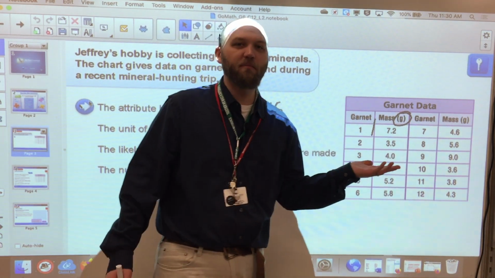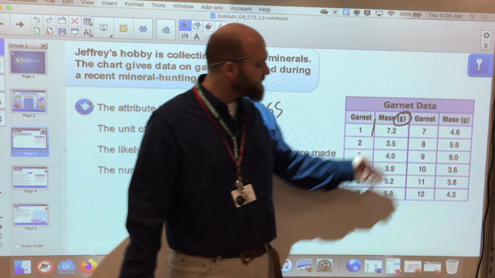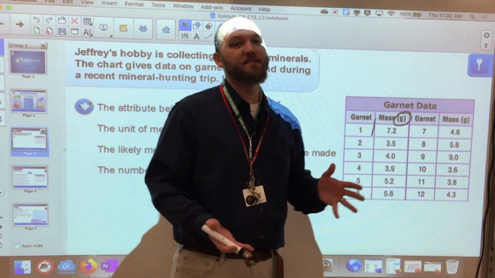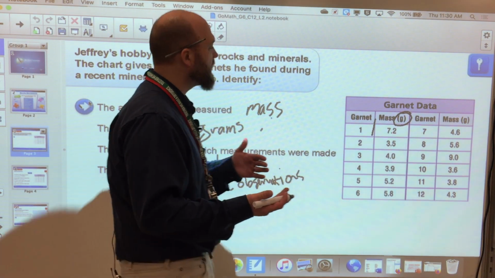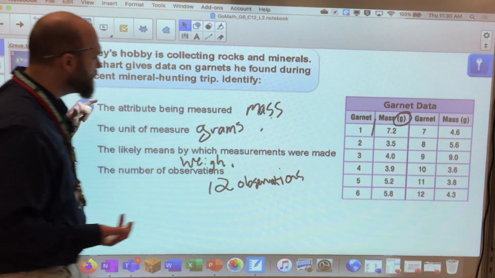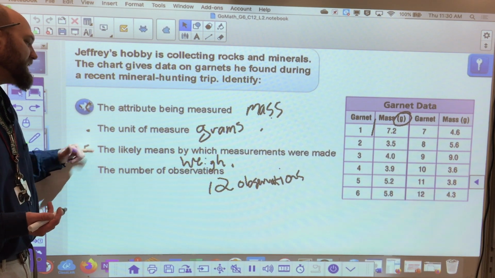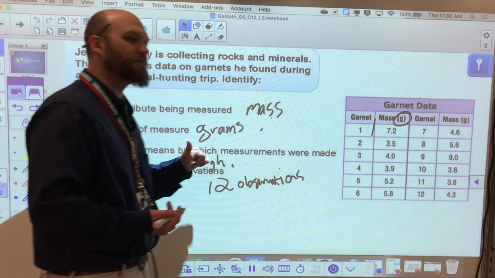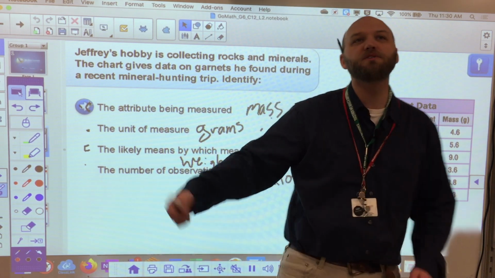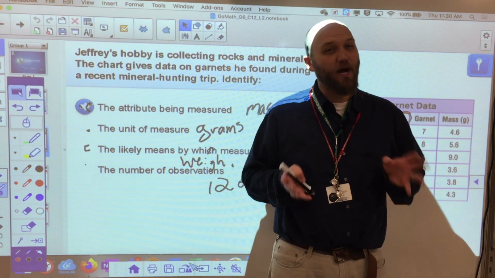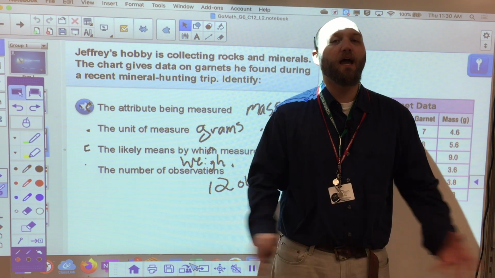So I know, well, my average weight, or the average age of the group of 3 people might be 20, but none of those people are 20. Now that I know that I have a lot of different pieces of data, I know that it's well represented what it is that I'm measuring. So again, the things that you're talking about measuring: what is being measured, the unit that I'm measuring in, the means by which I'm measuring it, and the number of observations. So whether we're talking about baseball cards or the weight of garnet stones, you need to be describing the data that you're collecting at all times.